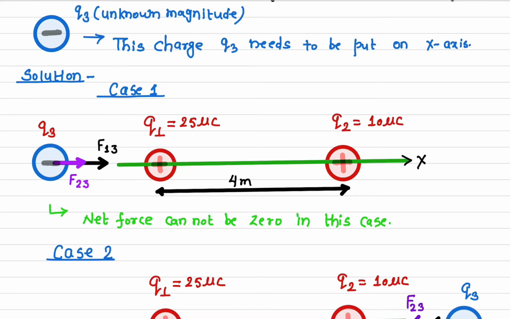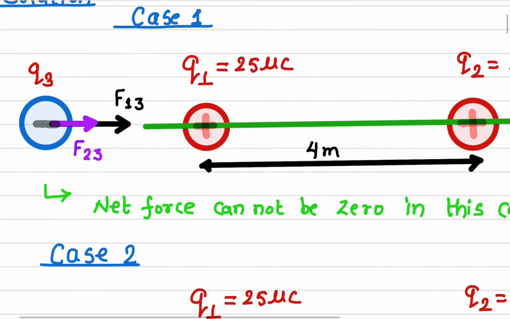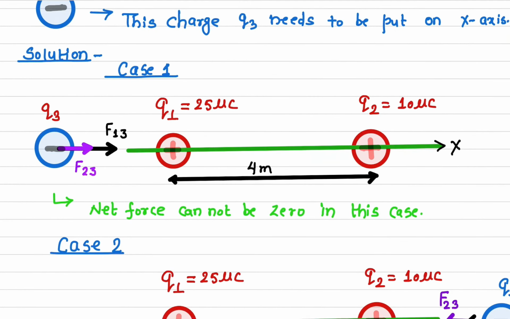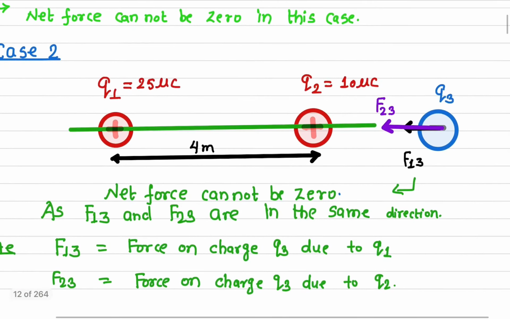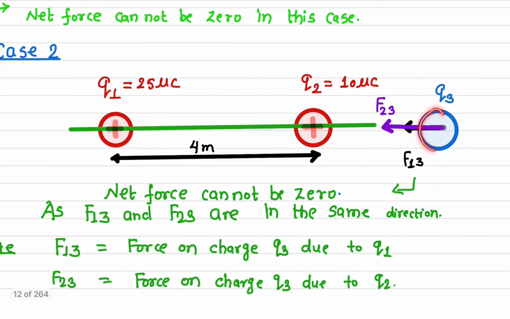But the point here is F23 and F13 are in the same direction. As they are in the same direction, they cannot cancel out. So what does it mean? The net force in this particular situation cannot be 0. So the charge cannot be located on this side. Okay, now let's talk about another situation. Here I'm assuming it to be on this side.